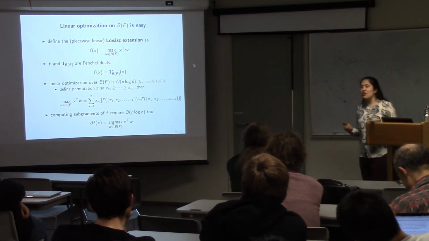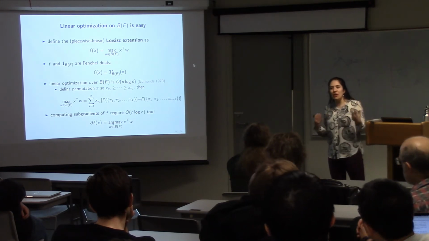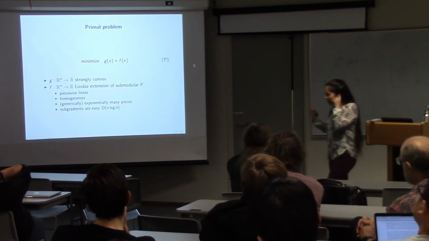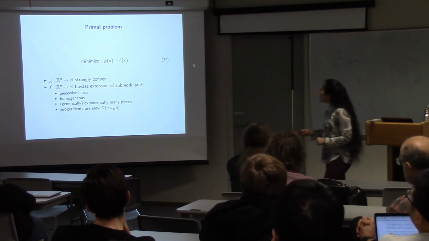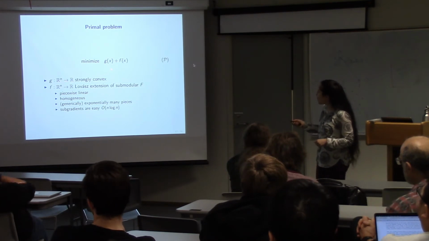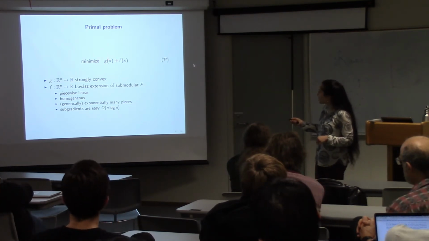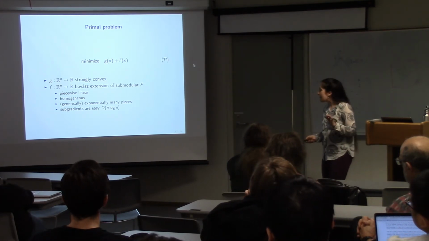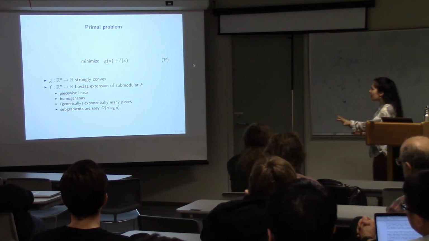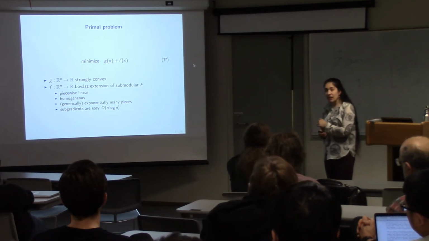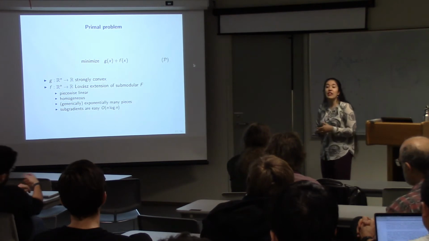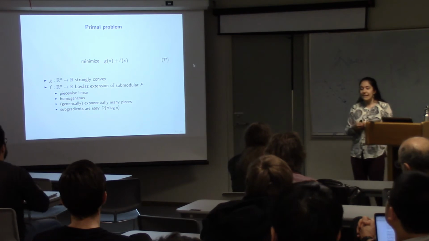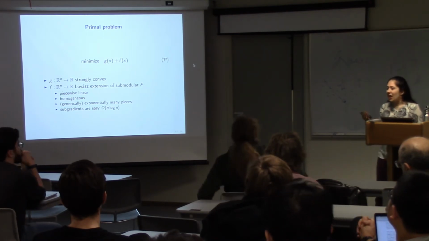Okay, so these are going to be the operations that are easy in our universe, and we're going to be willing to build optimization algorithms out of them. So here's the primal problem we're going to consider. Suppose we want to minimize some smooth, strongly convex function g of x, plus f of x, where f of x is the Lovász extension of a submodular function. So from all that previous stuff, we know these things are piecewise linear, they're homogeneous, they generically have exponentially many pieces, and subgradients are easy to compute. They take n log n time, but for us that's easy.